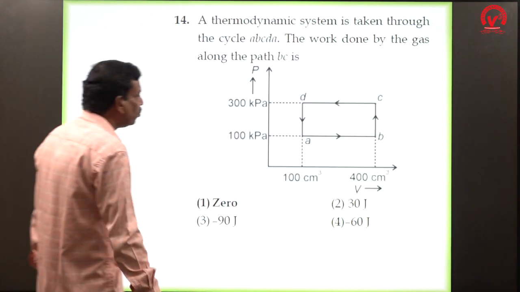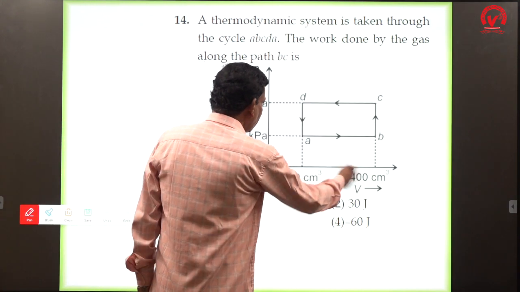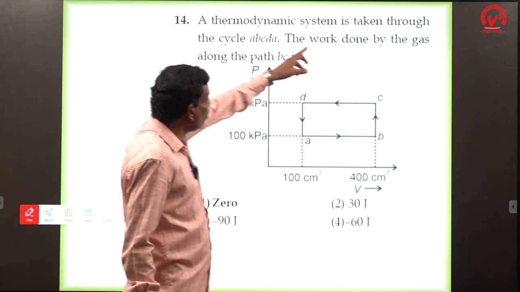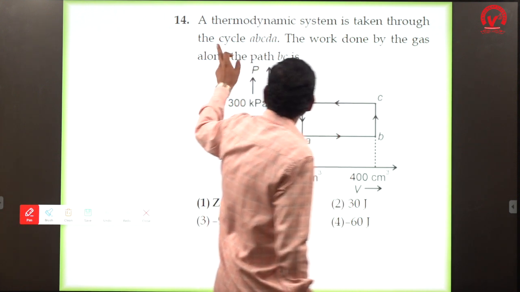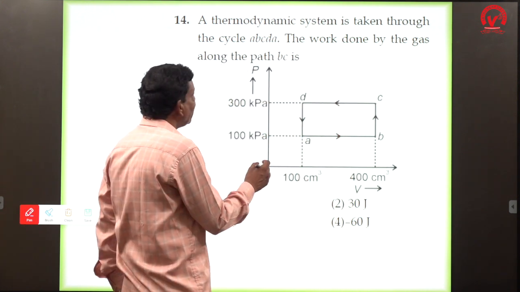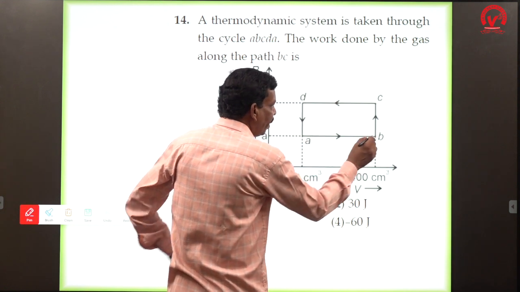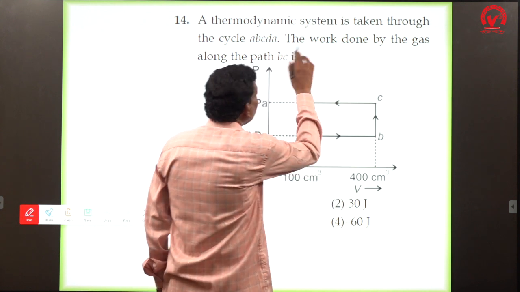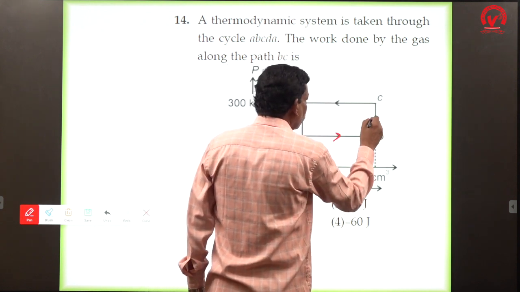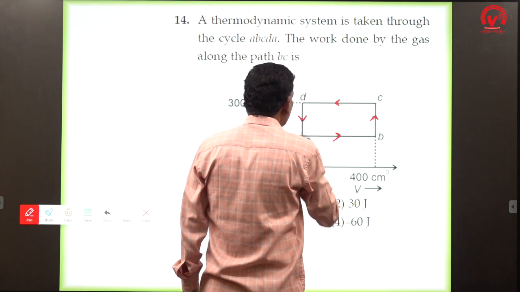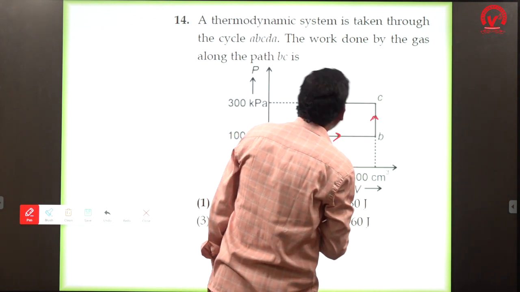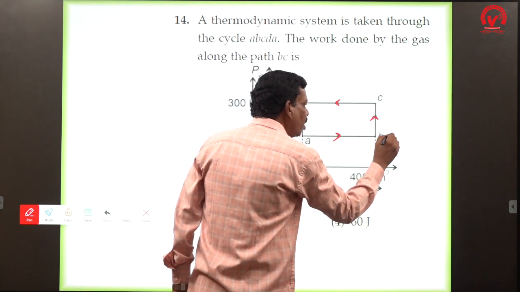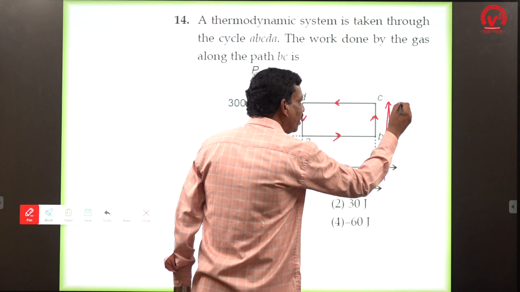Next. They gave a PV curve. A thermodynamic system is taken through the cycle A, B, C, D, A, in this direction. The work done by the gas along the path BC, we need work done.